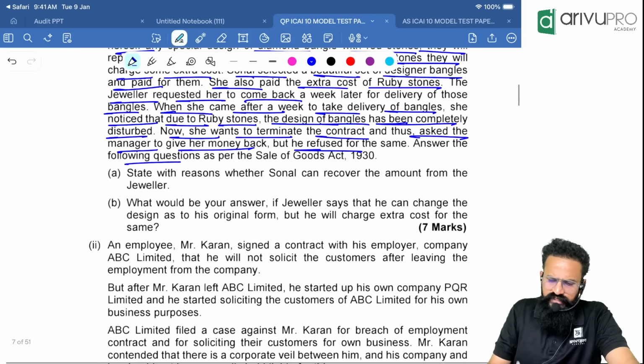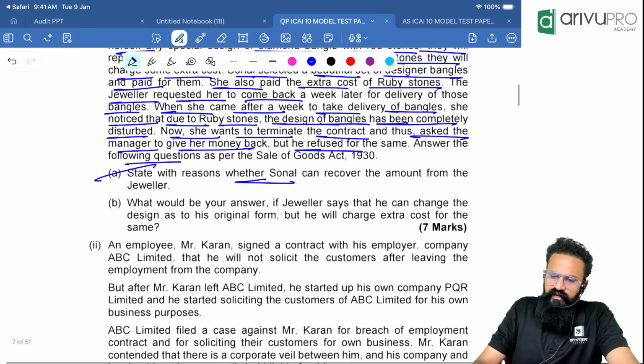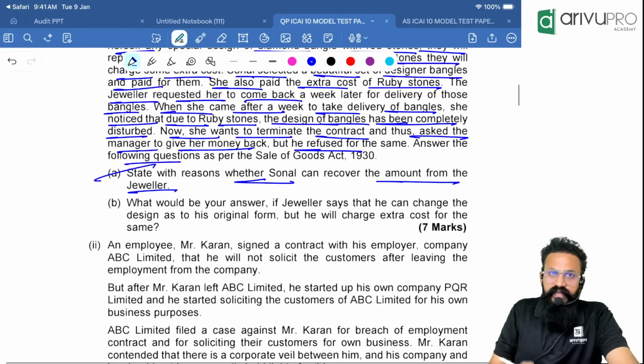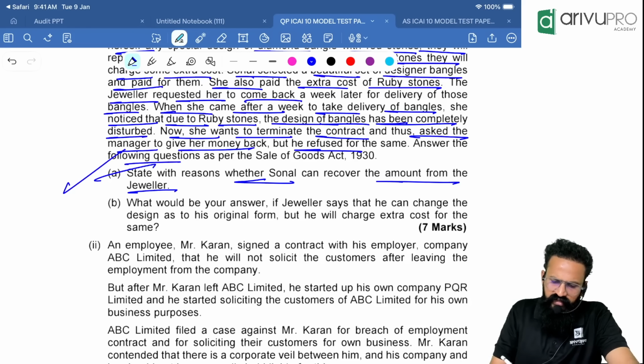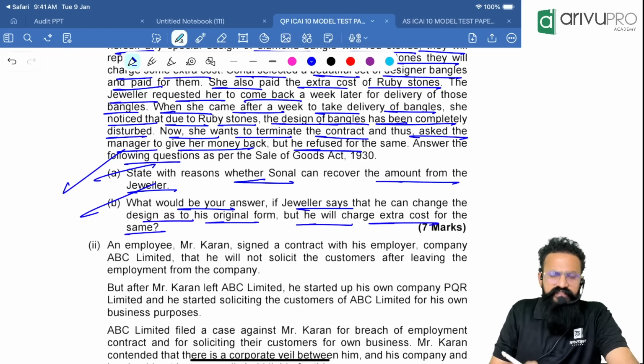Answer the following questions as per the Sale of Goods Act. State with reasons whether Sonal can recover the amount from the jeweler. Can Sonal recover? Answer is yes, can recover. What would be your answer if the jeweler says that he can change the design to its original form, but he will charge extra cost for the same?